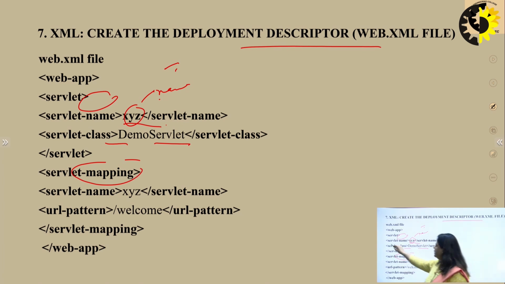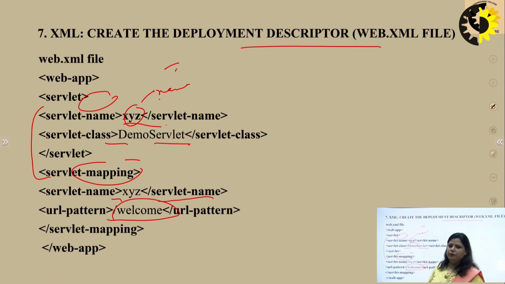This part is used for servlet mapping. Next, we need to give the servlet name and the URL pattern, whatever pattern we need for that URL. For example, I have given this name as welcome, within servlet mapping and web-app. So, this is a simple example of creating the deployment descriptor of any web page with the help of XML coding.